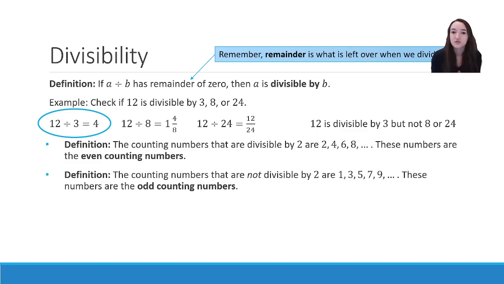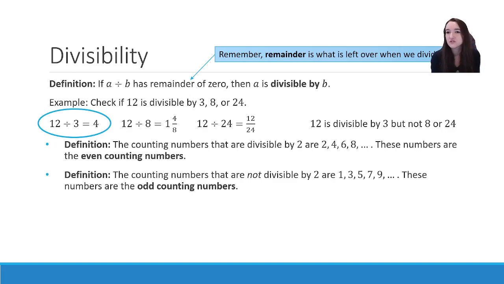The counting numbers that are divisible by 2, so 2, 4, 6, 8, these are going to be our even numbers. Now, of course, that's a definition you're probably familiar with, but now we have a more rigorous way to define what an even number is. It means it's a number divisible by 2. And thus, the odd numbers are those that are not divisible by 2. 1, 3, 5, 7, 9.